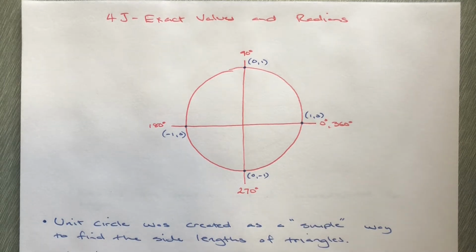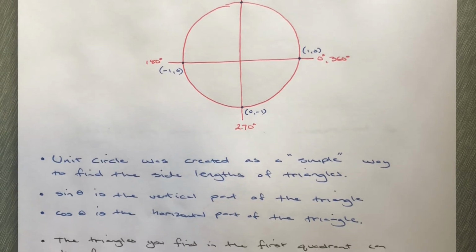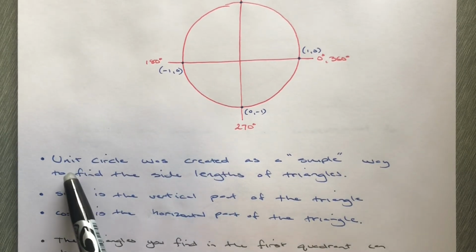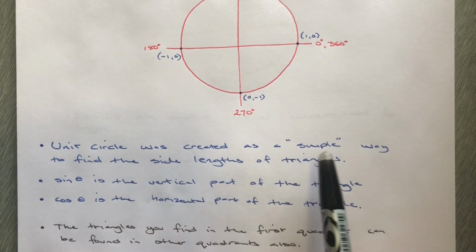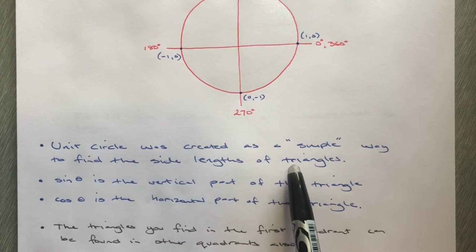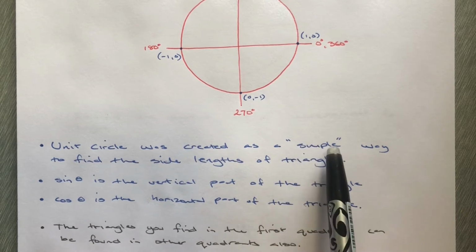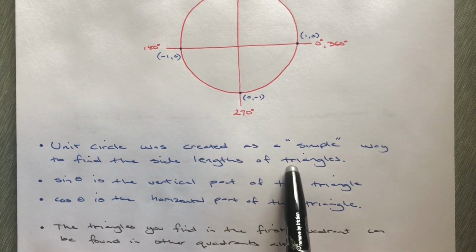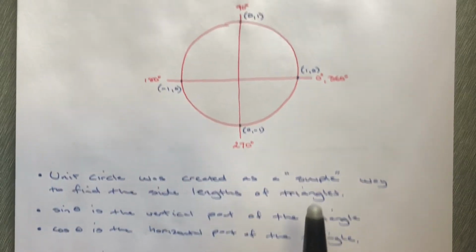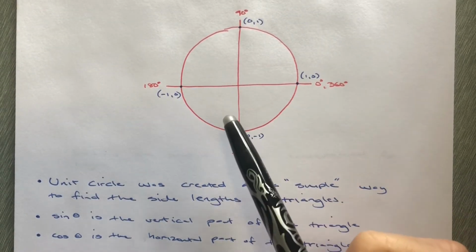But before I start talking about anything else with it, I just want to mention what it's actually for. So I've got a few of the key things that I want you to know written down here. The unit circle was created as a simple way to find the side lengths of triangles. Now, it might not seem simple at the moment, but hopefully it becomes that way as we work with it a little bit more. But also, if you look, it says triangles here. I'm not really seeing any triangles in the circle, am I?